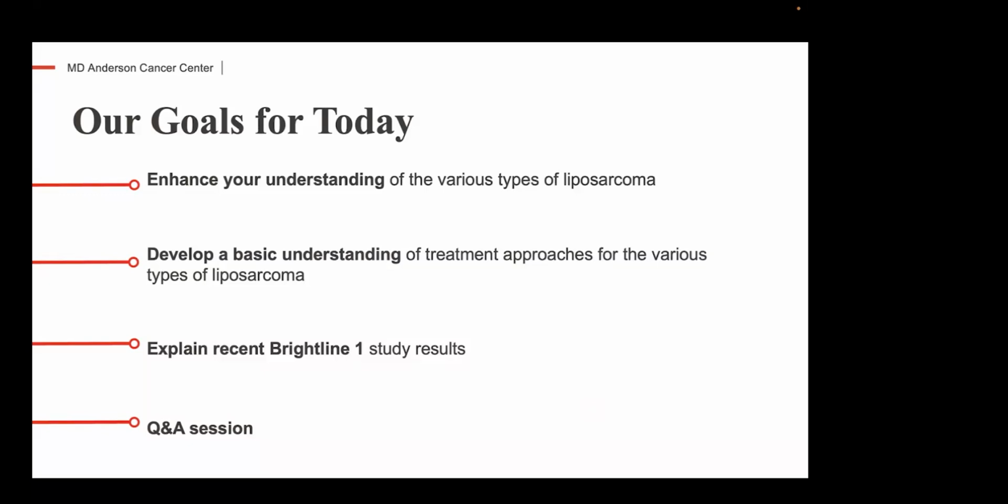It's a lot of information, but I hope that all of you can take away a basic understanding of the treatment approaches for these various types of liposarcomas. We did get a request, and this is hot off the press, quite disappointing in some ways: the Bright Line 1 study, which is specific to dedifferentiated liposarcoma. I'm going to go over some of those results. Even for those who don't have dedifferentiated liposarcoma, it gives you an idea of trial design and how we try to get to our objectives.